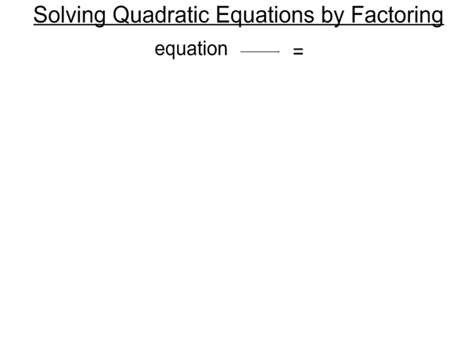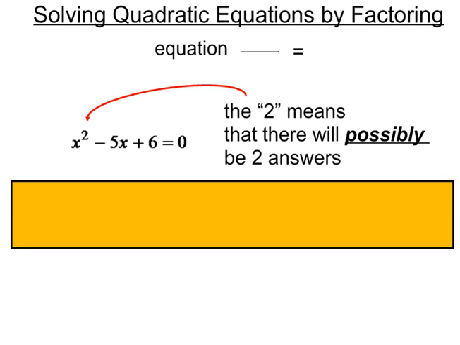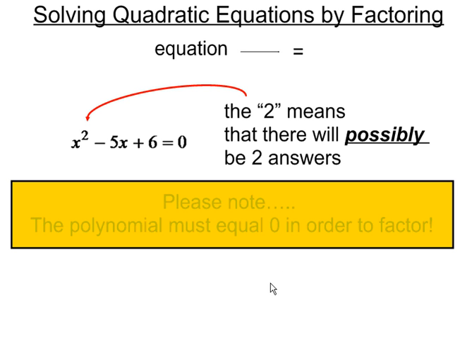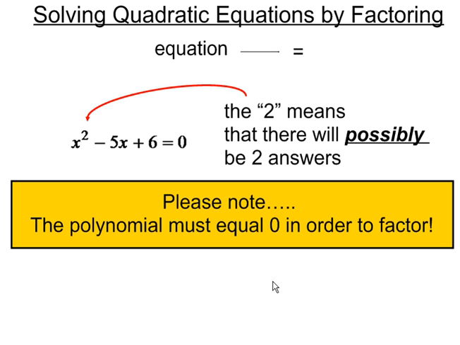First of all, remember that an equation means that it's an equal sign. Now, when we've been talking about factoring, we just looked at this quadratic by itself, standalone, and factored it. Well, now the only difference is we're going to add this equals 0 because we're solving an equation. We've got to remember that that little 2, that exponent of 2, means that there will possibly be 2 answers. And remember that when we solve by factoring, a polynomial must equal 0 in order to factor. The reason that it equals 0 is because that is where we're going to find the roots of the equation.